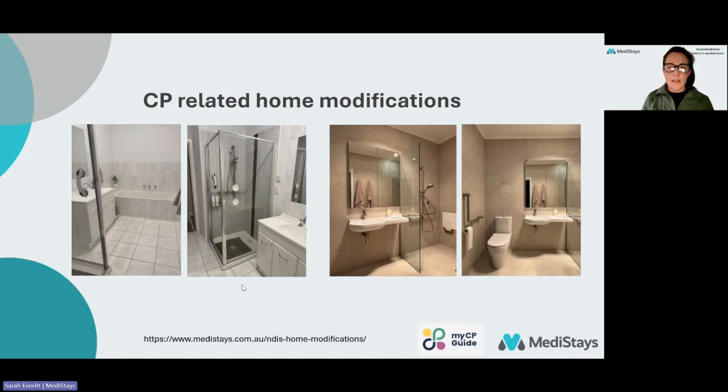In a worst case scenario, this would have resulted in a fall and possibly a hospital admission. But you can apply for medium-term accommodation to provide you with somewhere safe to stay during home modifications and while the building works are undertaken, so that you can move back home.